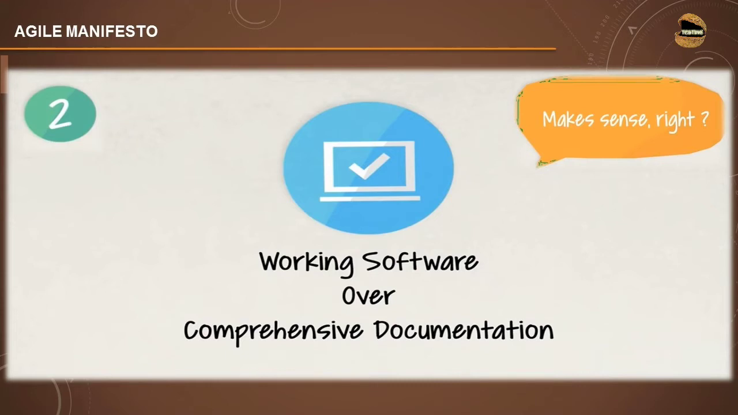When you talk about working software, which is the only primary measure of progress on a project in Agile methodology, over comprehensive documentation. If you compare this manifesto with the traditional approaches, comprehensive documentation was the only thing we did as a part of the traditional approaches and processes, where we created a lot of heavy documentation, but at the end of the day it might not be meeting the expectation of the customer.